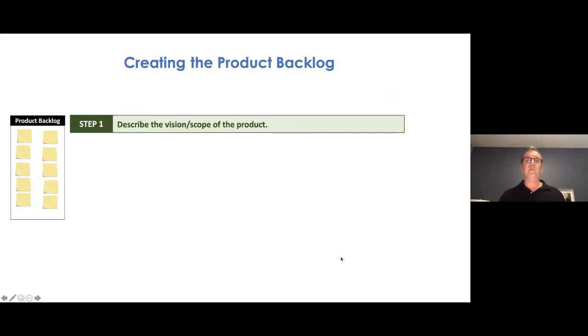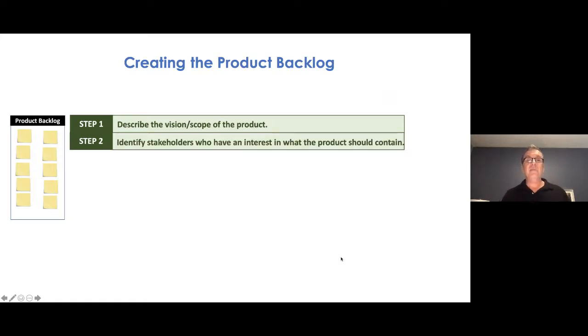That's definitely job one. Step two, identify who your stakeholders are. Who, in other words, who has an interest in what this product is and what it should contain? Who cares about it? Those become my stakeholders. Some could be financial stakeholders, some could be customer stakeholders, user stakeholders, some could be other business stakeholders.